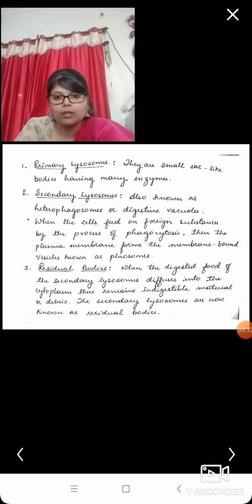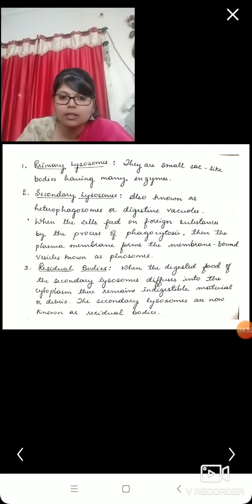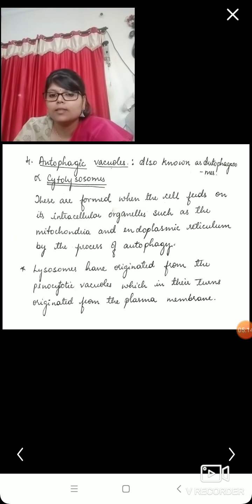Then the residual bodies. What are these residual bodies? The secondary lysosomes diffuse into the cytoplasm. The remains of these secondary lysosomes, the materials or debris which are left out, are called residual bodies. They remain as undigested debris in the cytoplasm.